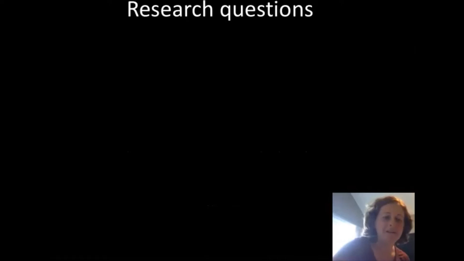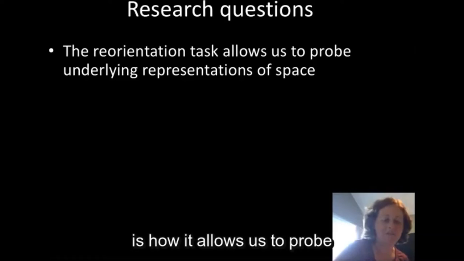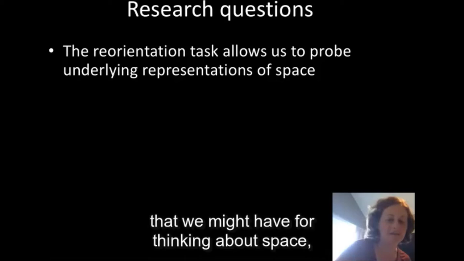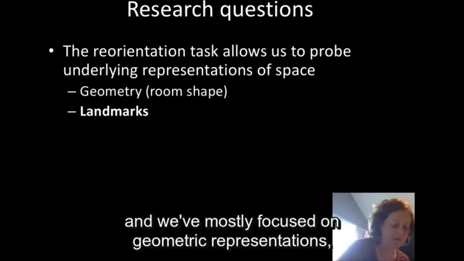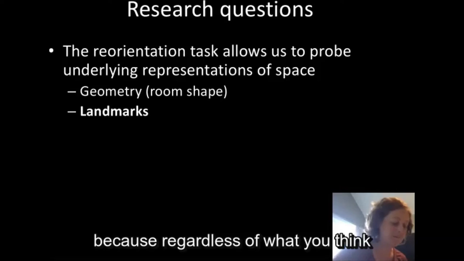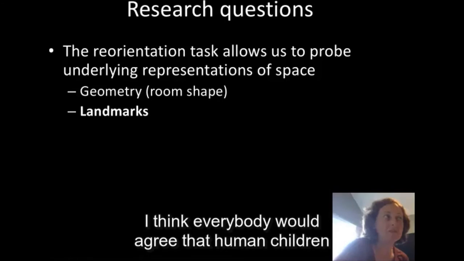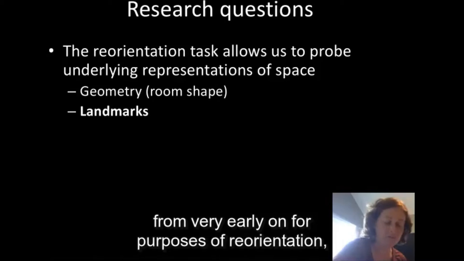So I want to highlight that what's cool about the reorientation paradigm is how it allows us to probe the underlying representations that we might have for thinking about space, both in humans and in other species. And we've mostly focused on geometric representations, but I want to focus on landmarks, because regardless of what you think the origin story is of our geometric use, I think everybody would agree that human children are sensitive to geometric information from very early on for purposes of reorientation, and we see a similar pattern across species as well.